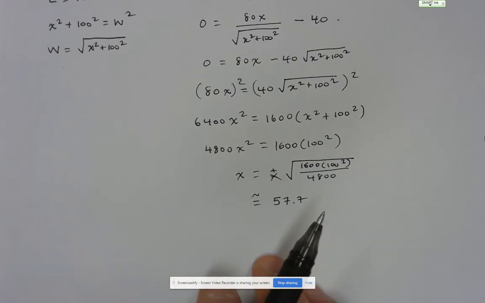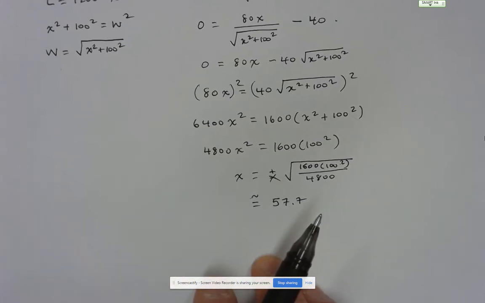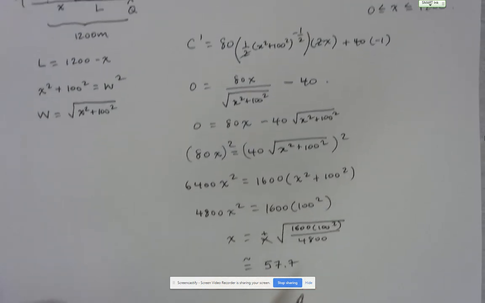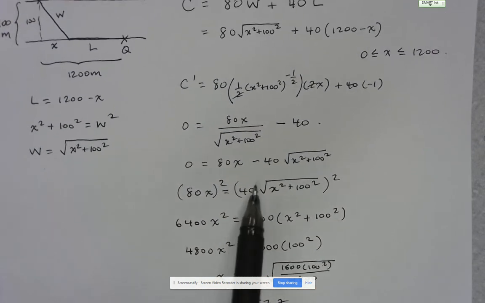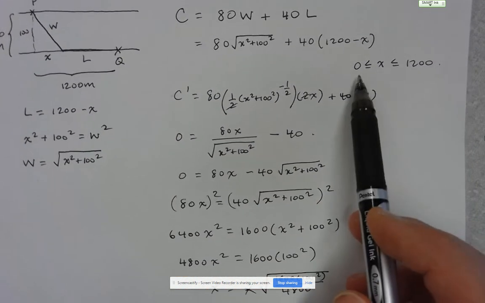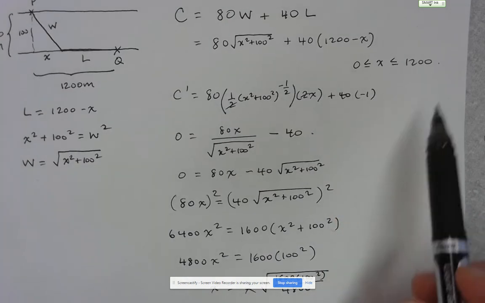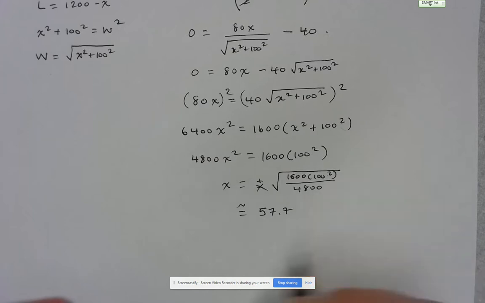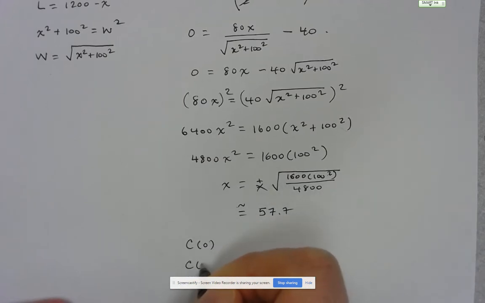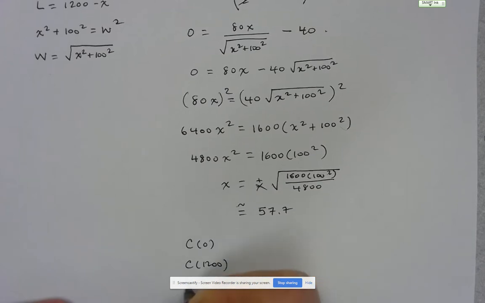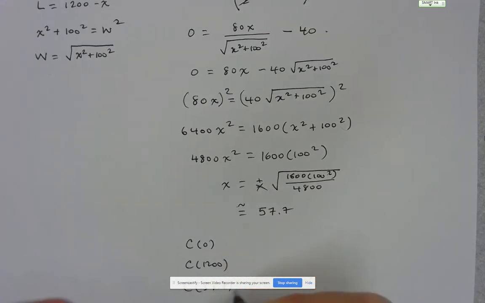So the question is, what's going to give me my lowest cost? So instead of testing my interval, which I really don't feel like doing with this ugly function, I'm just going to use the fact that this is a closed interval. Okay, so what I'm going to do is I'm going to test my cost at 0, my cost at 1,200, and my cost at 57.7.